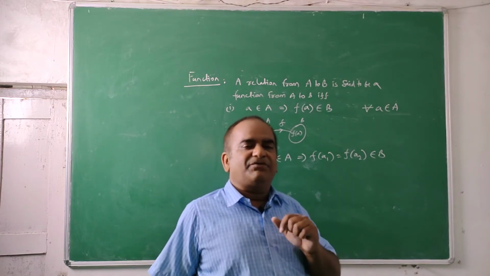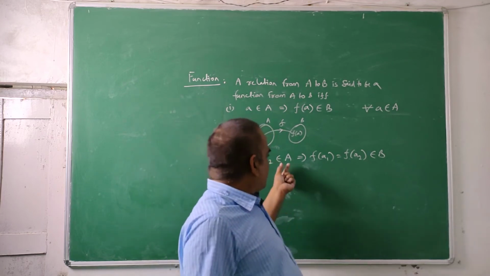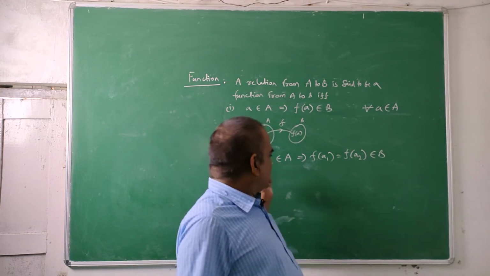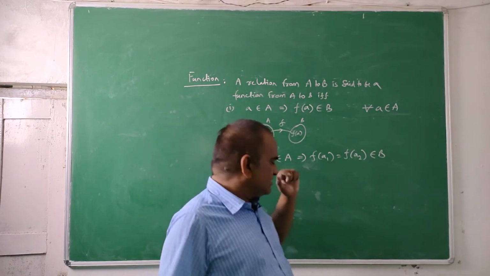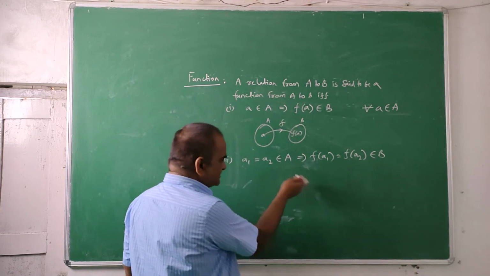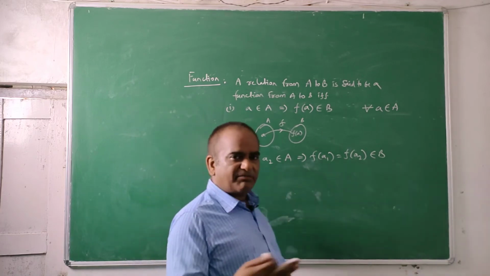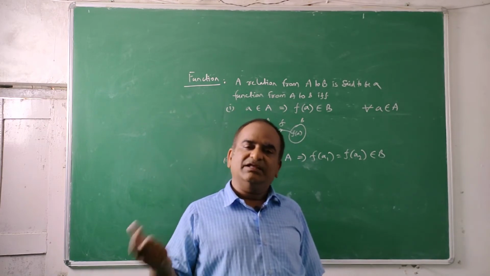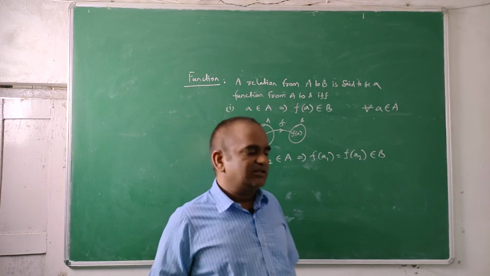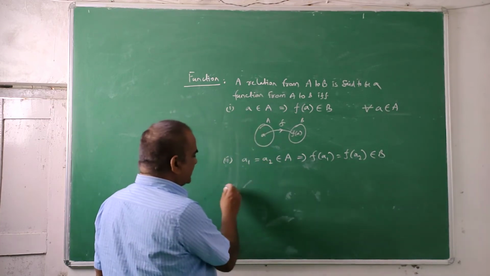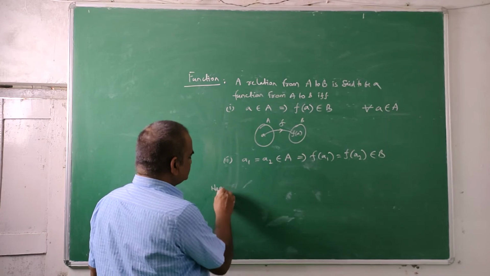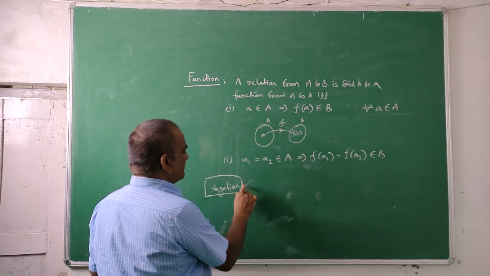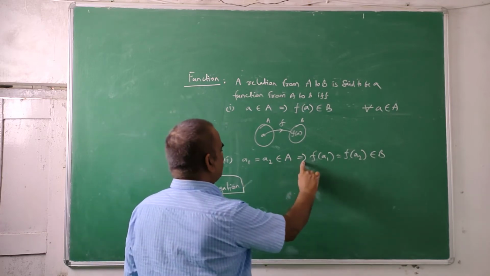On the contrary, what is the opposite statement for this? I am saying on the contrary. This is just the opposite. Contrary means opposite. So if you understand the opposite, you can understand this more clearly. So what is its opposite, its negation? You need not write this in the examination, only for understanding purposes I am writing. What is the negation of this statement?